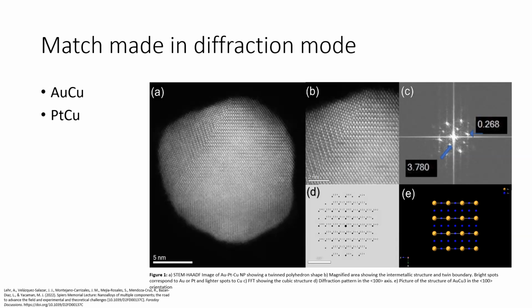As you can see in this image, there are bright spots and dim spots, the brighter ones and the dimmer ones. The brighter ones tell us where gold and platinum are, and the dimmer ones are going to be the copper.